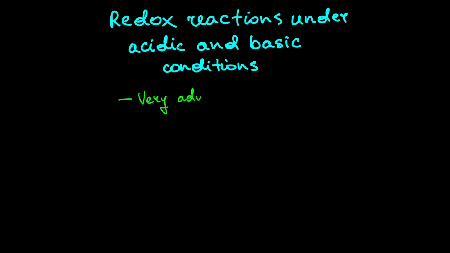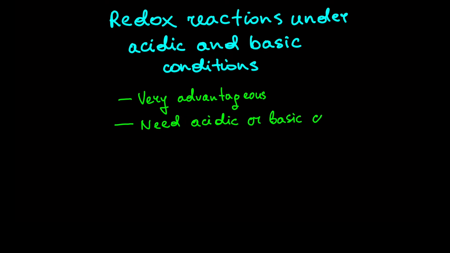Today we'll be talking about university level oxidation reduction. This method is very advantageous because usually we get almost all the coefficients we need to balance the reaction. To use this method, you must either have acidic or basic conditions. Let's start with the reaction between permanganate and iron 2 ions in acidic solution.